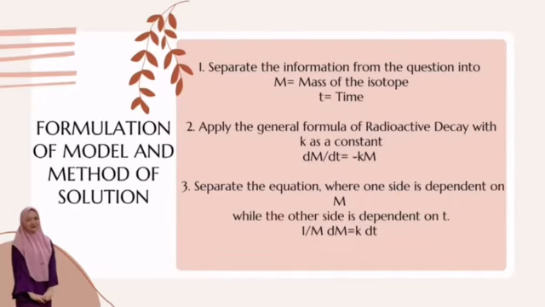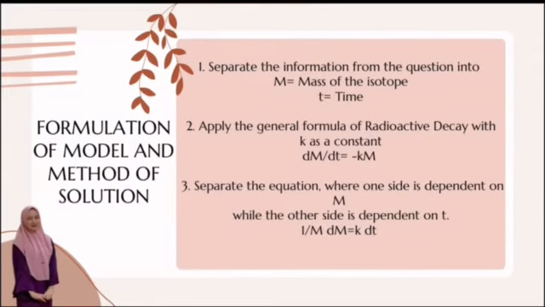Now, let's move on to the formulation of the model and method of solution. The first step is to separate the information from the question into short form, which is m referring to the mass of the isotope and t for time. The second step is applying the general formula of radioactive decay with k as a constant. So, the formula is dm/dt equals -km.